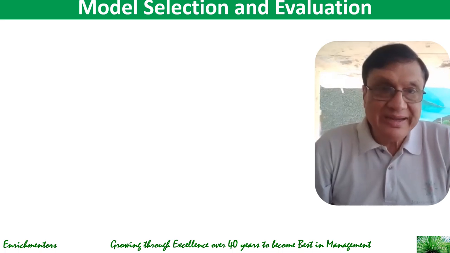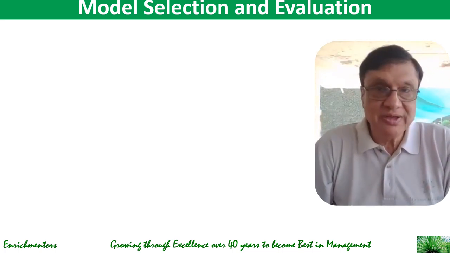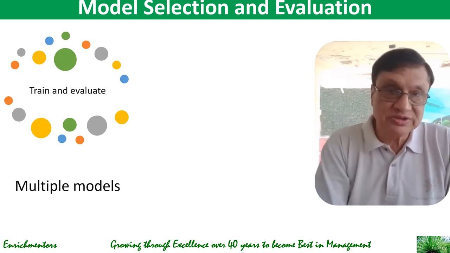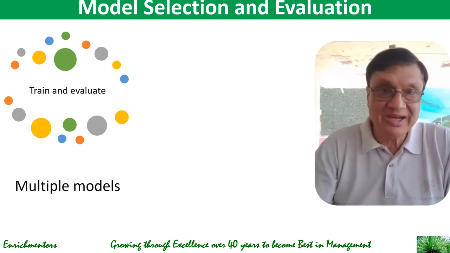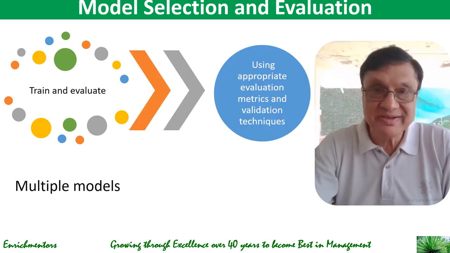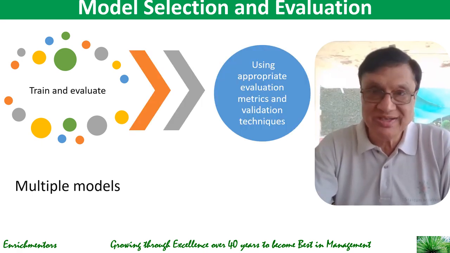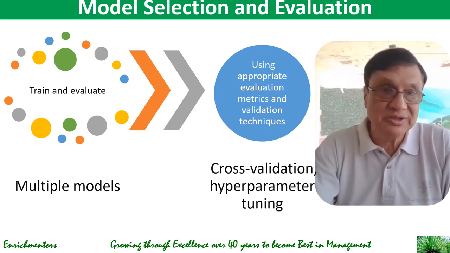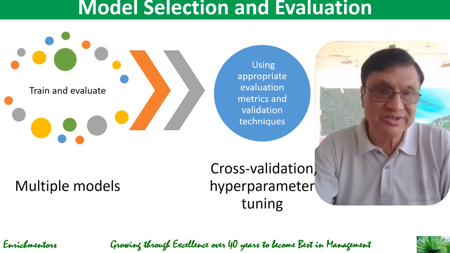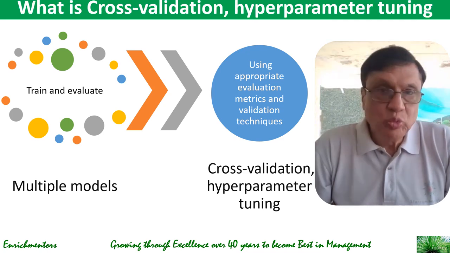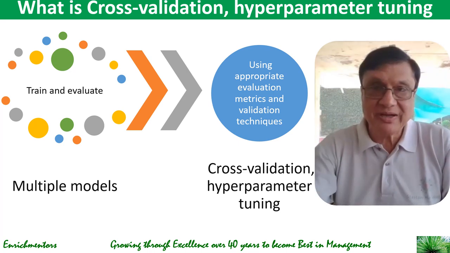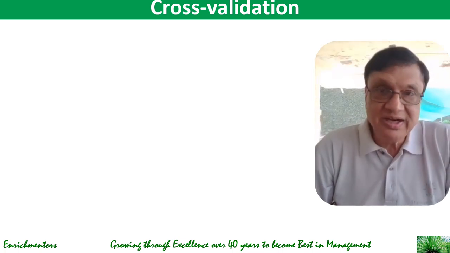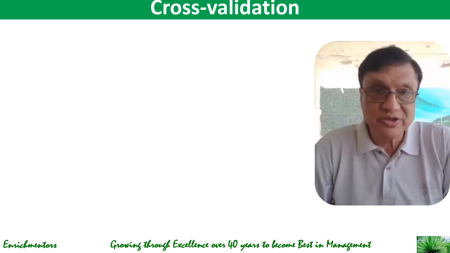Having selected the candidate machine learning and deep learning algorithms, what you need to do is to train and evaluate multiple models, not one model, but many models, using appropriate evaluation metrics and validation techniques. Now, what are these evaluation metrics and validation techniques? Cross-validation, hyperparameter tuning, and we will talk a lot about this in detail, how to do that. So, what is cross-validation and hyperparameter tuning? Let's look at cross-validation first, and then in greater detail we will talk about hyperparameter tuning.